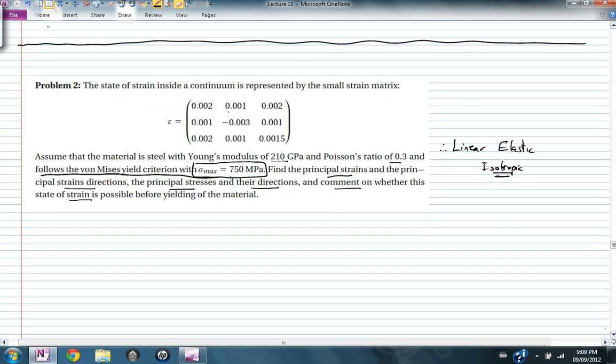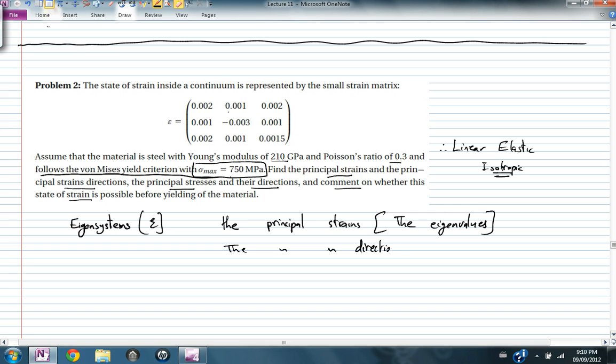To find the principal strains, all you have to do is just write Eigensystem in Mathematica of the strain, and you will get the principal strains, which are the eigenvalues, and the principal strain directions, which are the eigenvectors, or the normalized eigenvectors. And then we need to find the stresses.